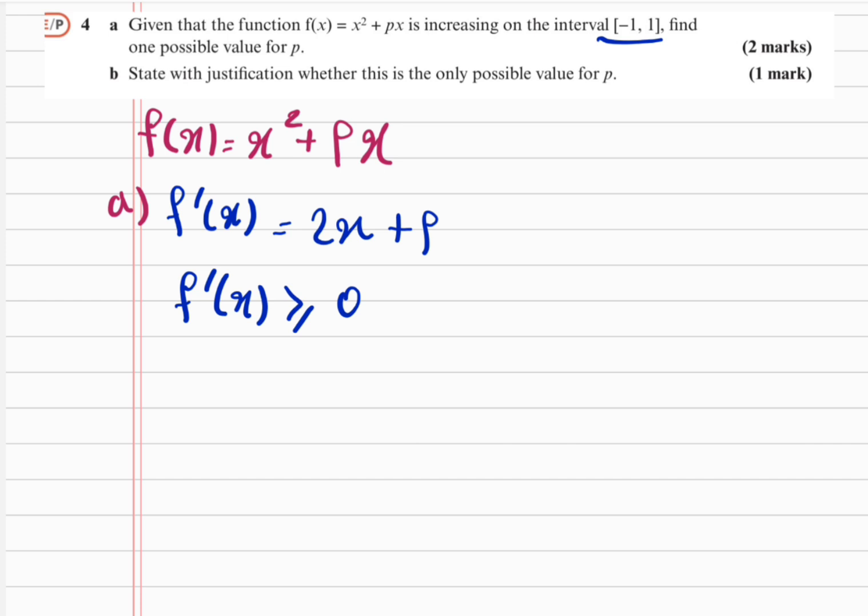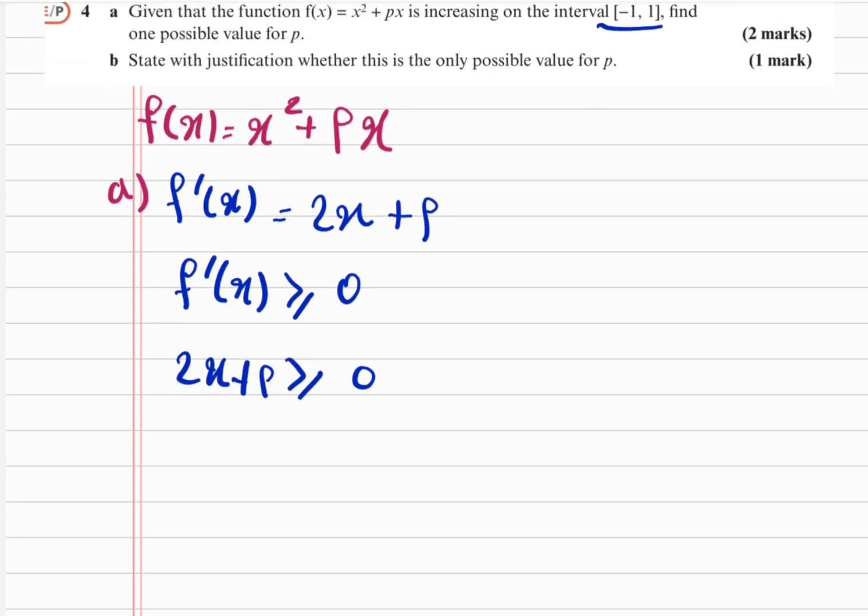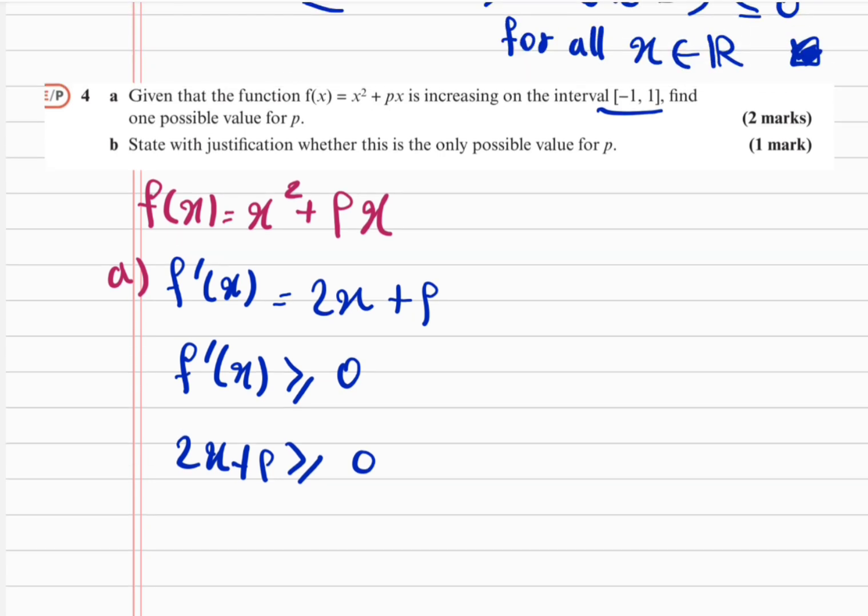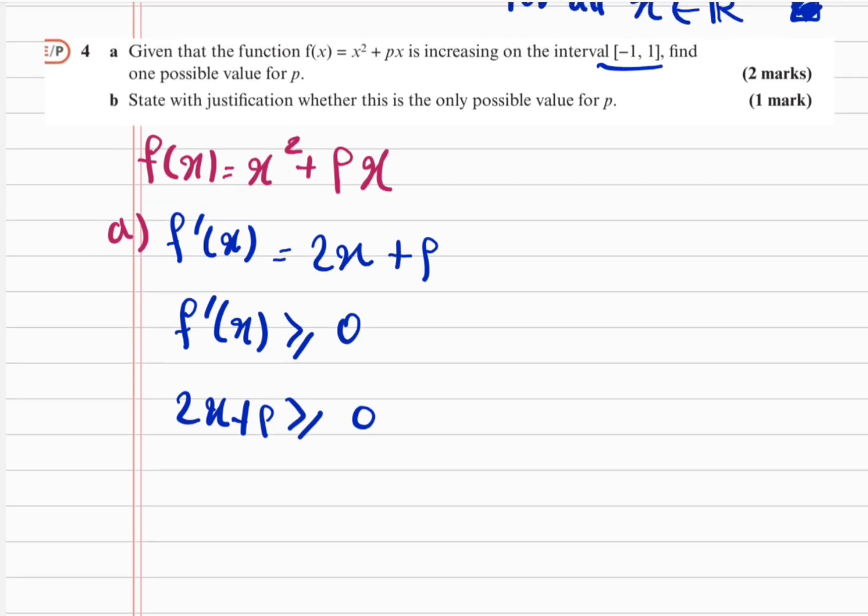So the derivative is greater or equal to 0, which can be written as 2x plus p is greater or equal to 0. Now, we can substitute each of these values because we have -1 and also 1. So let's substitute into the inequality, because if we do so, then that allows us to see the behavior of the function at the end points.